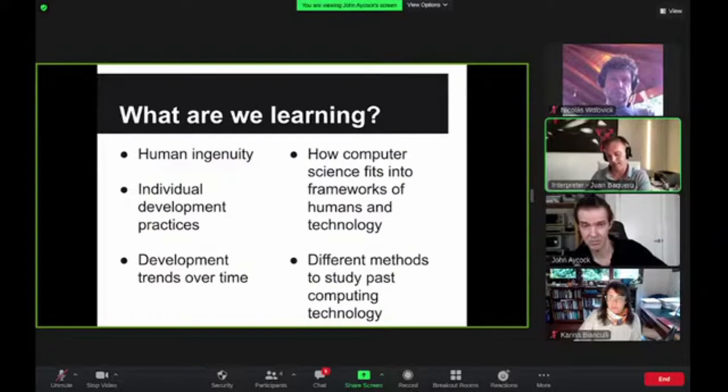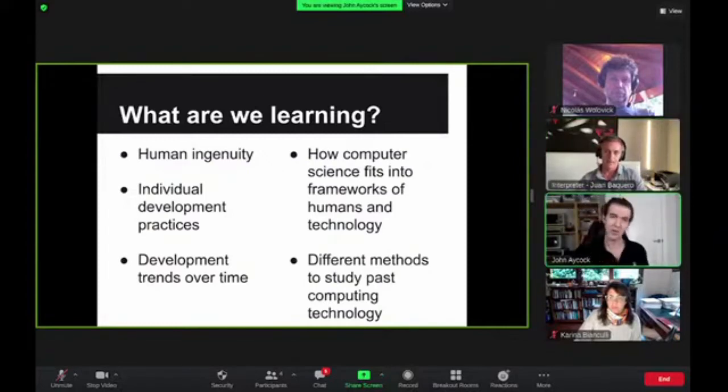We're learning about development practices, both those of individual programmers and trends of development over time.